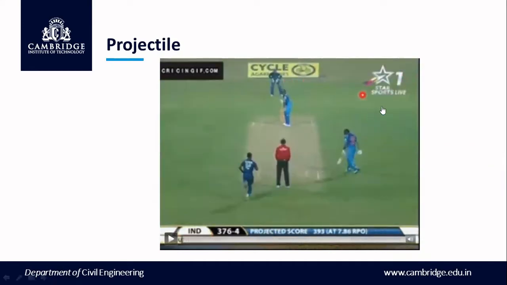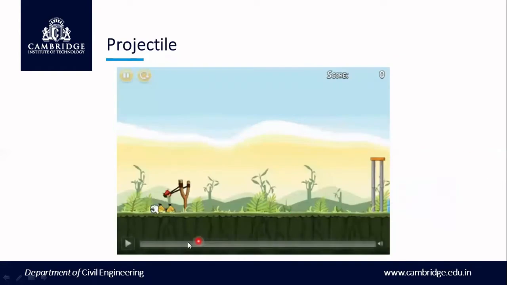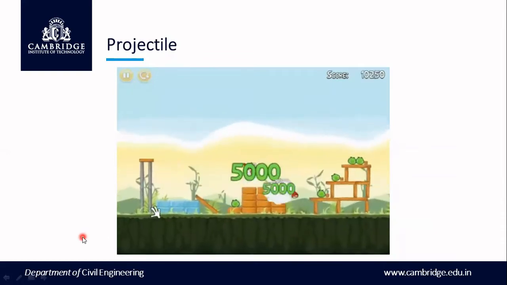It crossed some path. And the next one, you would have seen all these projections in the matches shown, how many fours, how many sixes, what was the path traced by the ball. These projections will be shown in the match. And coming to the game Angry Birds, you would have seen this projection even, right?